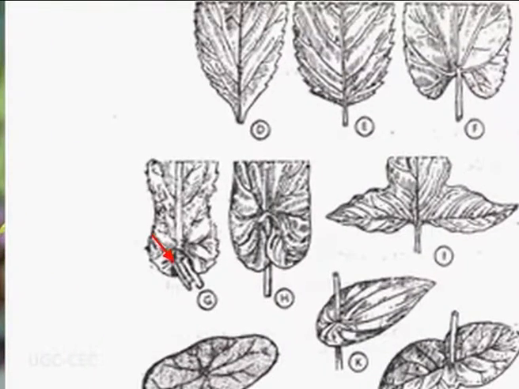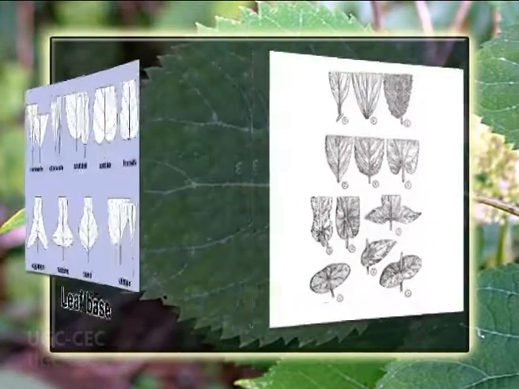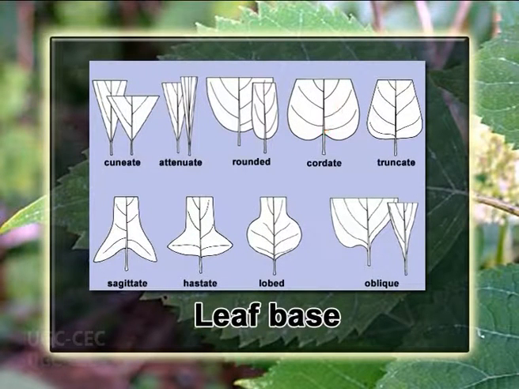Auriculate, two lower ends extended to form two lateral lobes which completely or partially encircle the stem at the node. For example, in Calotropis gigantea. Cordate, heart-shaped leaf base with the notched part at the base of the leaf. For example, Cedrus cordata. Cuneate, narrow wedge-shaped leaf base, tapering to a point at the petiole. For example, Canscora diffusa.